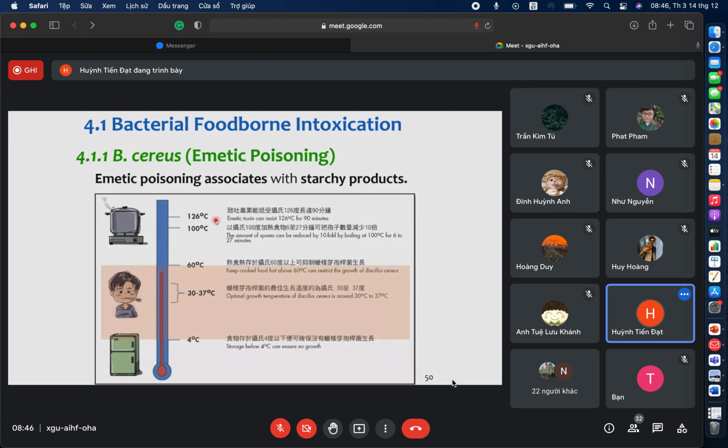You can destroy the vegetative cells, but then the toxin is sometimes heat resistant, and that can lead to food poisoning. So this opens up ideas for you. Consider why in life sometimes people eat just hot food and then they still get food poisoning. The reason is most likely that some heat-resistant toxin was available in the food before, and that causes the intoxication.